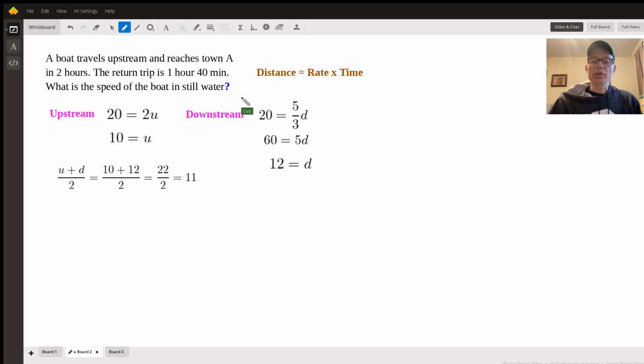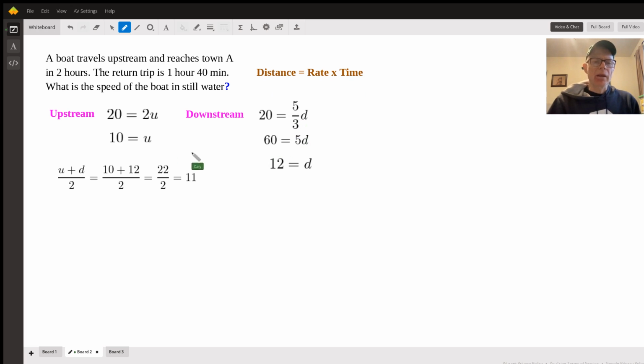Now, we're going to use a common math formula that relates the distance, rate, and time, and rate can be interchanged with speed. So, for example, if we are going to go 60 miles an hour for 2 hours, 60 times 2 is 120 miles that we would travel. Or if we were going to go 60 miles an hour for 5 hours, 60 times 5 would be 300 miles that we would travel.